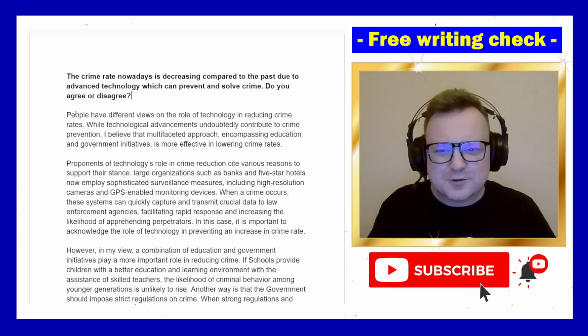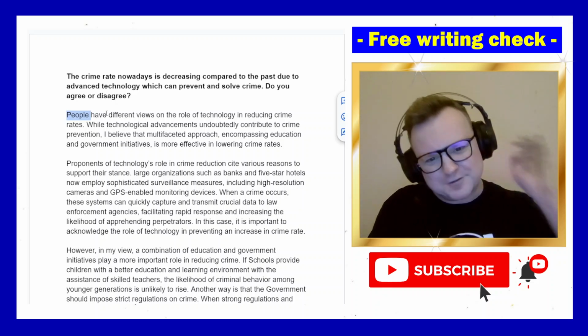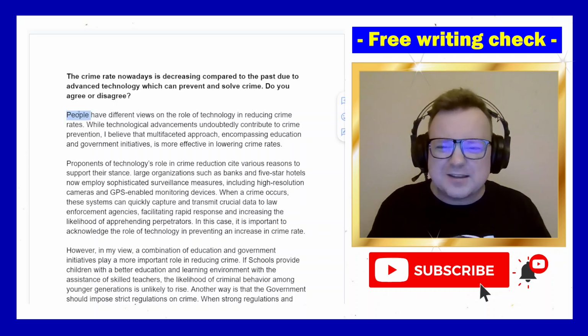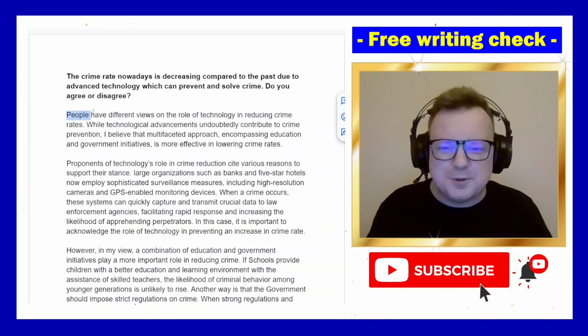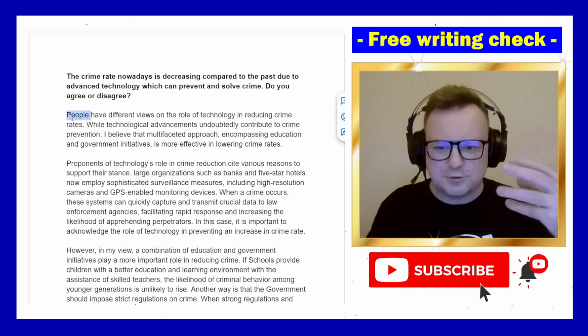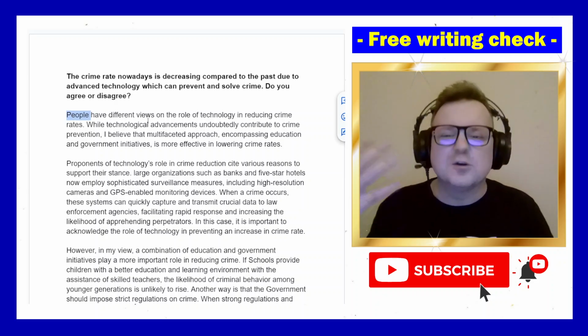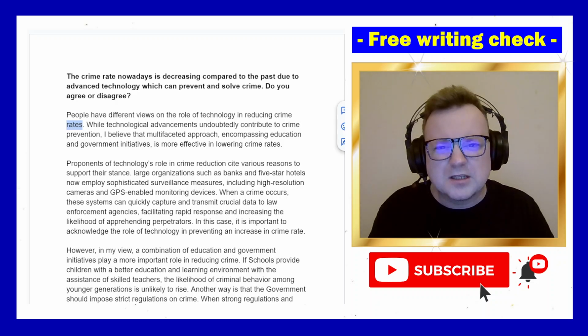People have different views. Which people feels a bit too general. People have different views on the role of technology in reducing crime rates. Again, I think maybe something like there are different views. That sounds better. The target reader is immediately thinking, well, which people? If you say there are different views, we're not worried about people. But okay, just a minor problem. People have different views on the role of technology in reducing crime rates. Crime rates? Don't know why the plural is used there. It seems a bit strange.